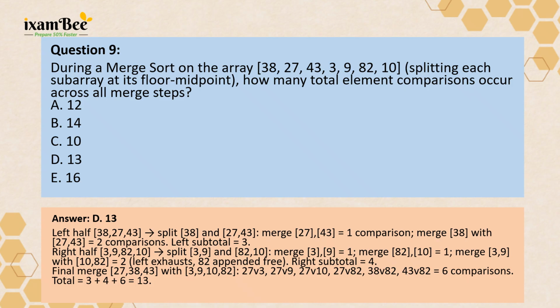In the right half, we would split as 3, 9 and 82, 10. Merging 3 and 9 requires one comparison, and merging 82 and 10 requires one comparison. Merging 3, 9 with 10, 82 requires two comparisons, where the left gets exhausted and then 82 is appended. So the right subtotal becomes 4. In the final merge, we would have 6 comparisons, as you see. So the total number of comparisons would be 3 plus 4 plus 6, which is equal to 13.